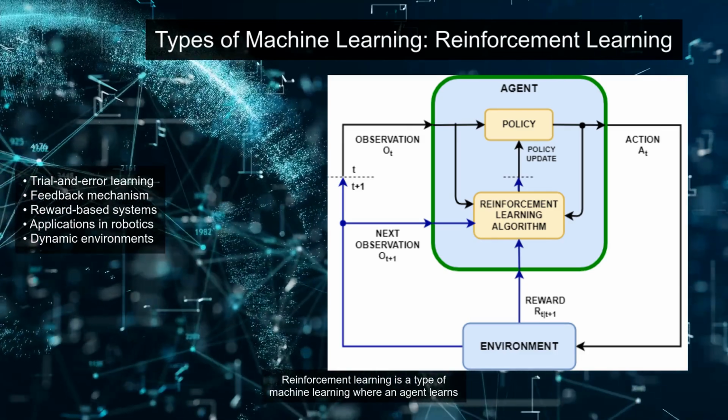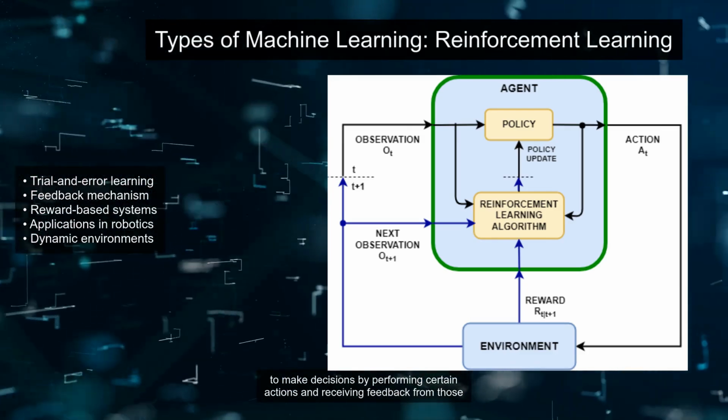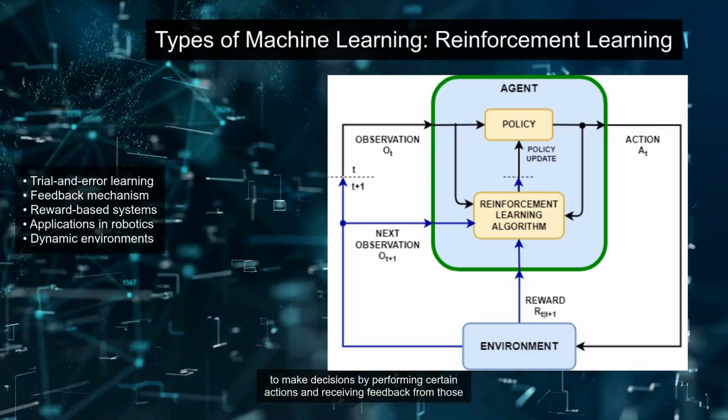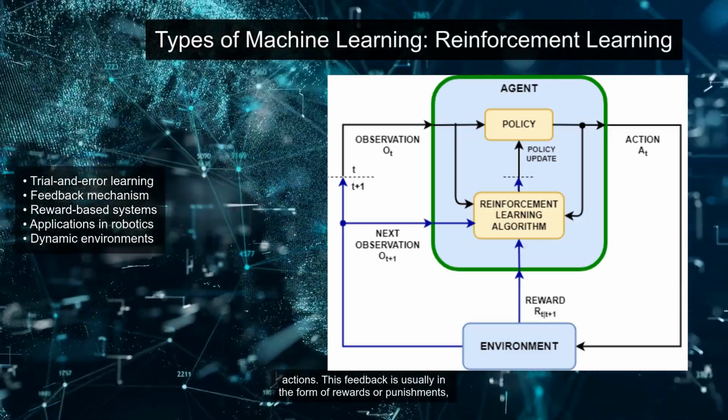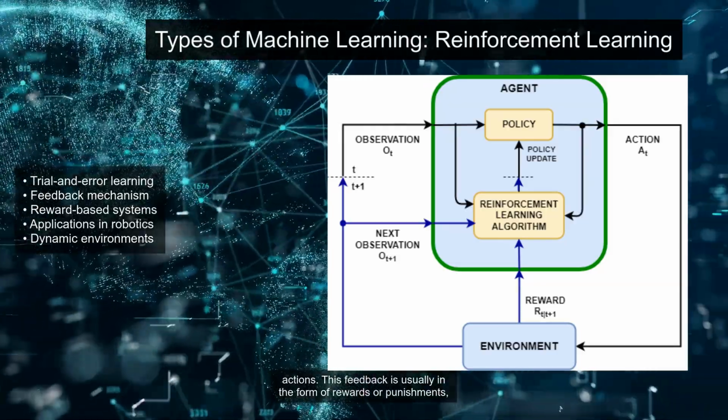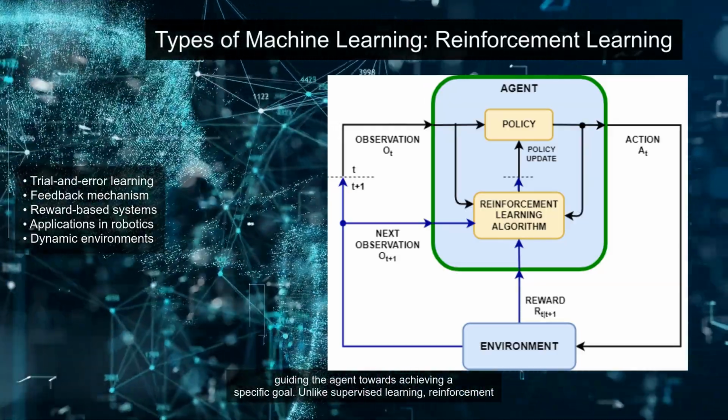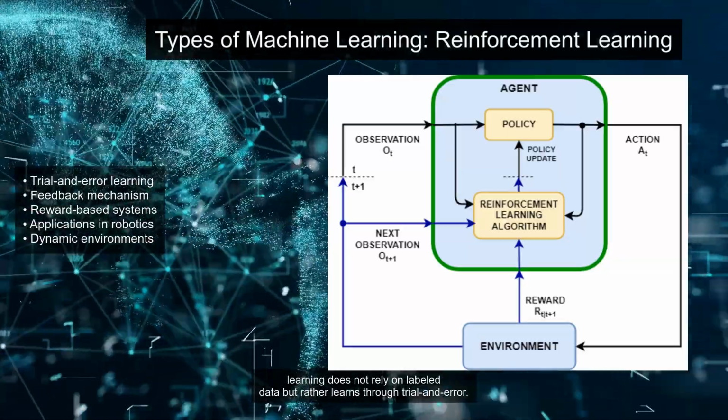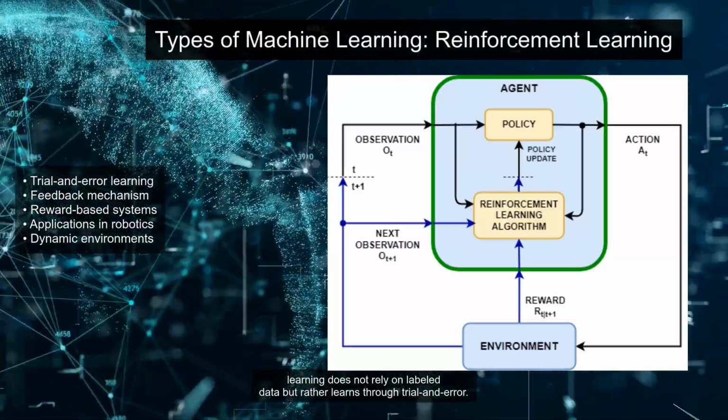Reinforcement learning is a type of machine learning where an agent learns to make decisions by performing certain actions and receiving feedback from those actions. This feedback is usually in the form of rewards or punishments, guiding the agent towards achieving a specific goal. Unlike supervised learning, reinforcement learning does not rely on labeled data but rather learns through trial and error.